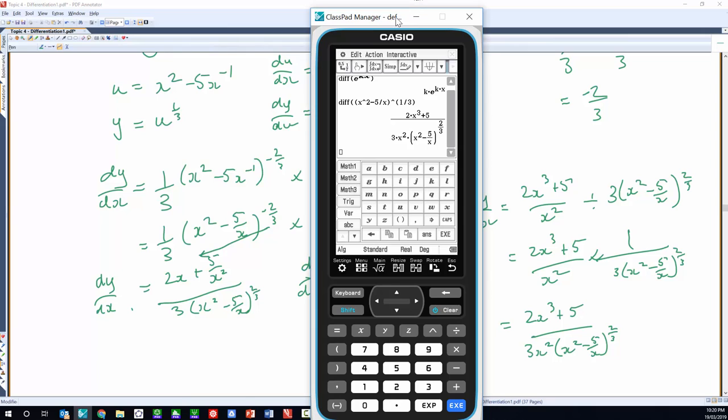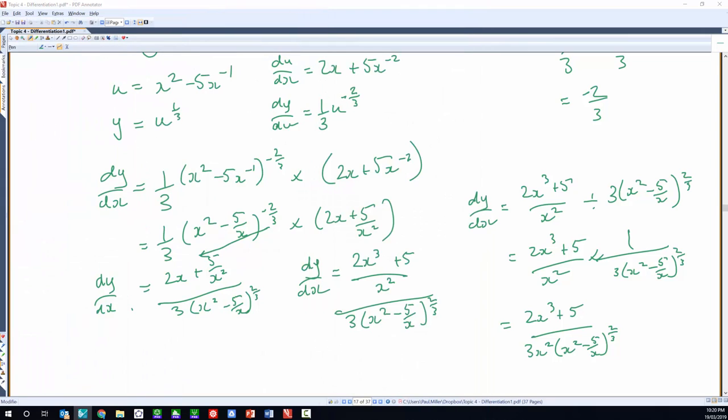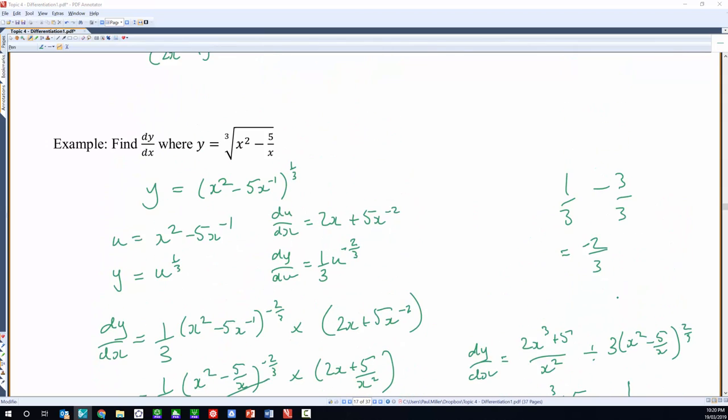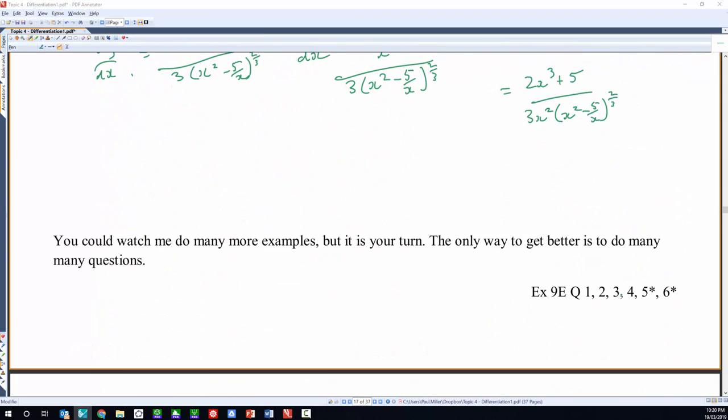Yep. Okay, so that's how the calculator did that: it just grabbed that common denominator for the numerator and did that. Did I have to sub anything in? No. All right, so here's Mr. Tench's advice. You could watch me do many more examples, but it's your turn. The only way to get better is to do many, many questions. So there are your questions from 3E, it's those ones.